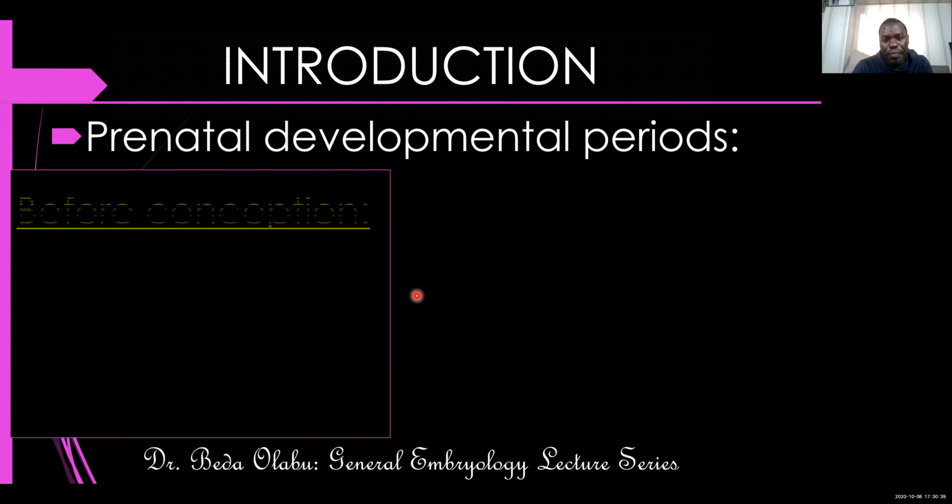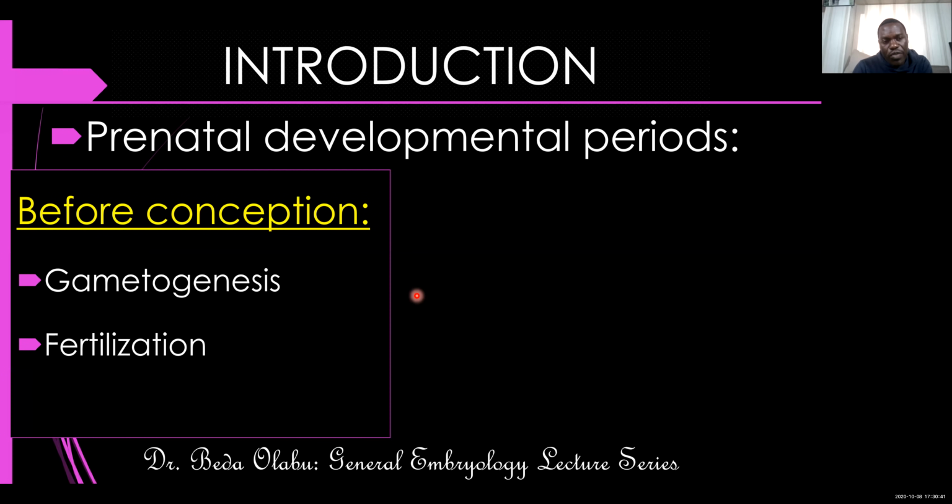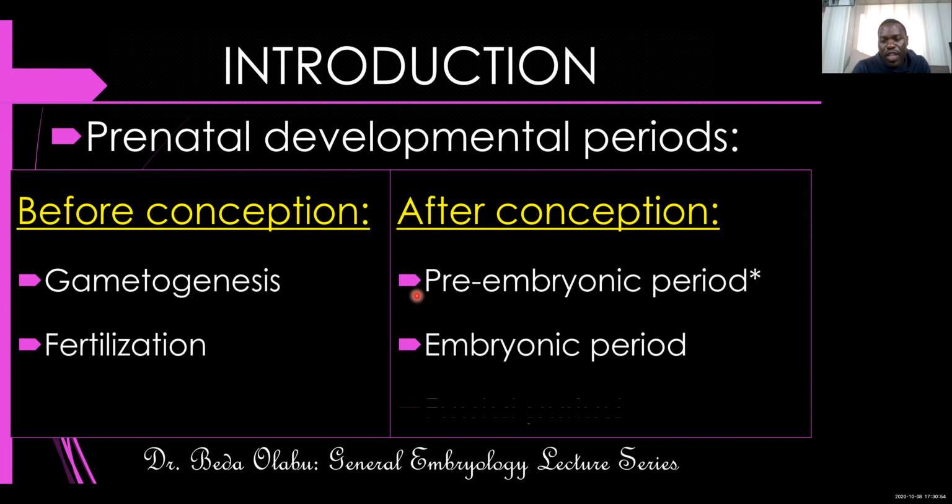If you remember our story, we've talked of the events that take place before conception, and this is gametogenesis and fertilization. We are done with that. After conception, we divided this period into 3. We said the first 2 weeks is what we are calling the pre-embryonic period. Week 3 to week 8 is the embryonic period. And week 9 until birth is called the fetal period. So we are now here. We will talk about week 1 today. Next week, we'll talk about week 2.